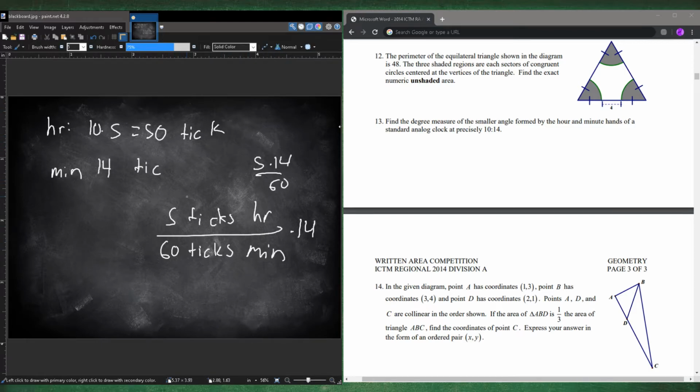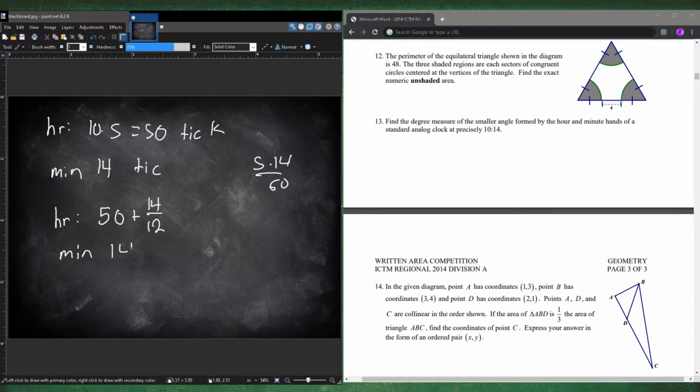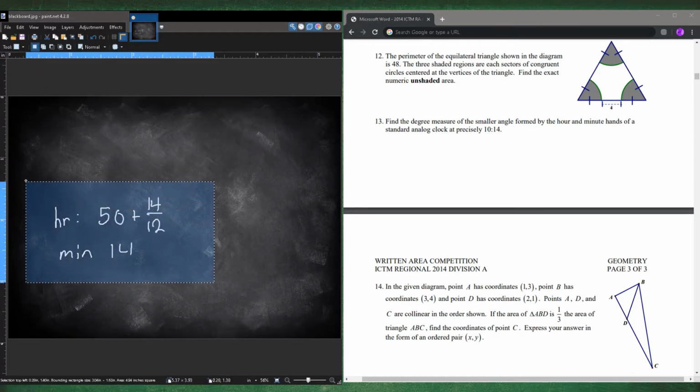So our hour hand's tick mark is at 50 plus, and I usually simplify the 5 and the 60. 60 divided by 5 is 12, so this is just 14 over 12. So that's our hour hand, and this is our minute hand, which is still at the 14 tick. And that's generally how I think about it.